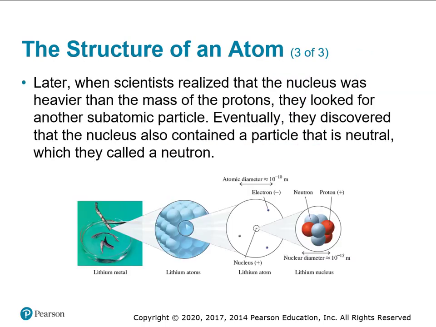Later, when scientists realized that the nucleus was heavier than the mass of the protons, they looked for another subatomic particle. They said, wait a minute, if the nucleus has 4 protons and it's heavier than what 4 protons should be, what else is in there? So they looked for another subatomic particle. Eventually they discovered that the nucleus also contains a particle that is neutral, so they called it a neutron.